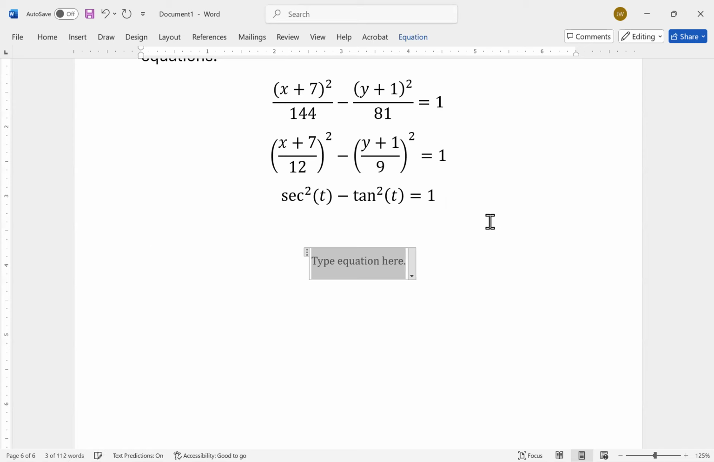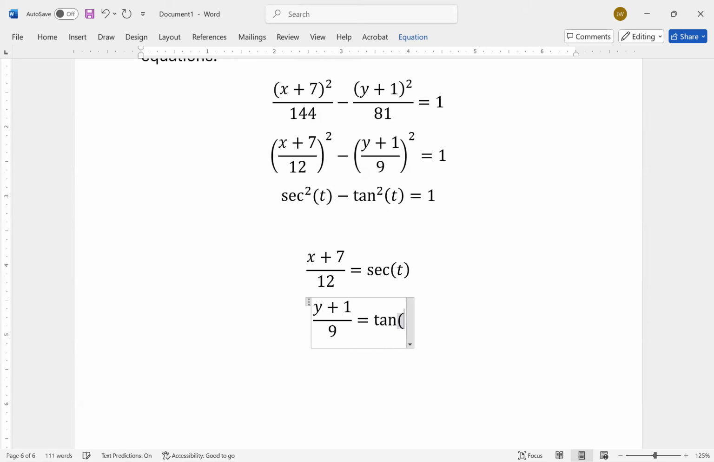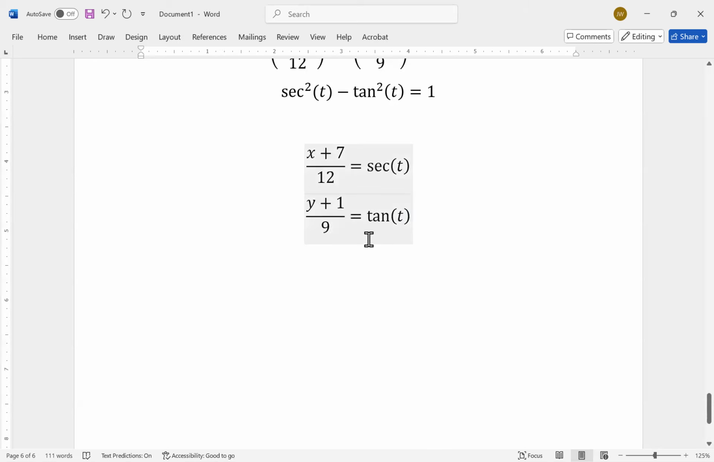This gives us two equations, one that says x plus 7 divided by 12 is equal to the secant of t, and the other which says y plus 1 over 9 is equal to the tangent of t. And just like previous problems, we can solve this by multiplying both sides by the denominator and then adding or subtracting this number.